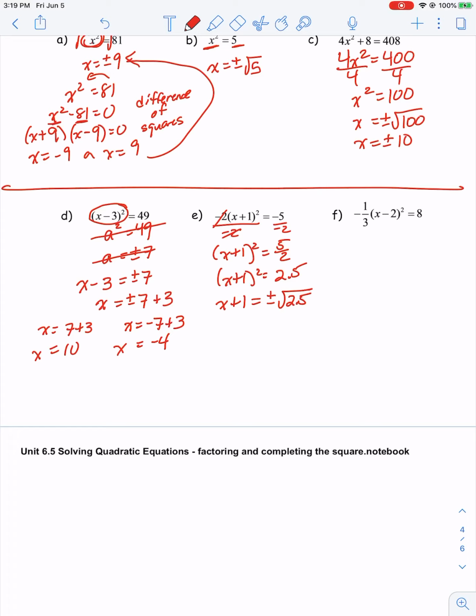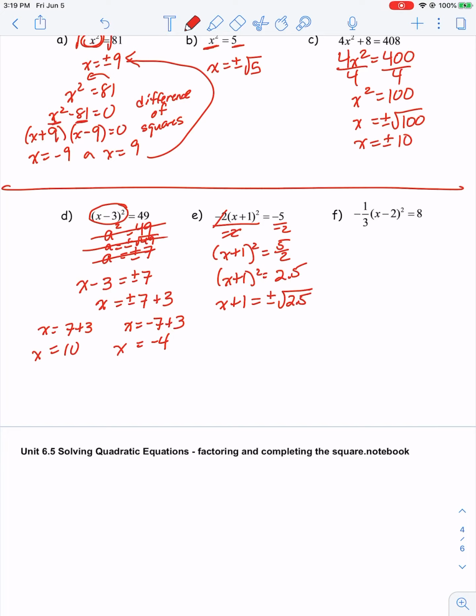Okay, just like we did back here. If it said a² = 2.5, then that would mean a = ± the square root of 2.5. Just like here, if a² was 49, then a would equal ± the square root of 49. You have to take the square root of both sides.